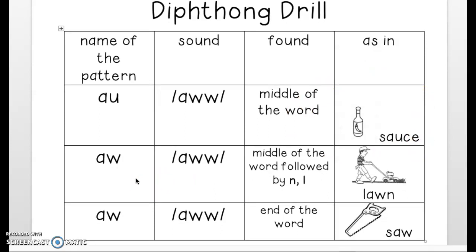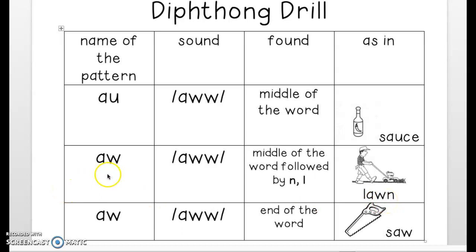AW, boys and girls, has the same sound, but the placement's a little different, meaning where it's found. Listening ears on. Name of the pattern is AW. Sound is aw. Found in the middle of the word, followed by N or L. Just be careful here, boys and girls. We did do one very similar, but this one, AW, is only found in the middle of the word, followed by N or L, as in lawn. Okay, your turn. Here we go, boys and girls.